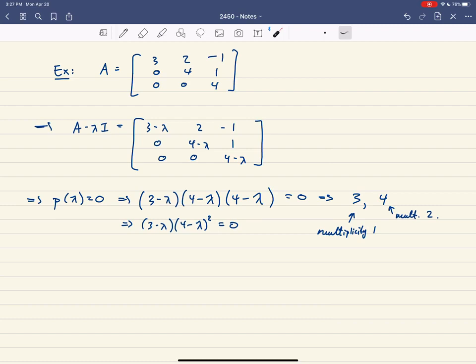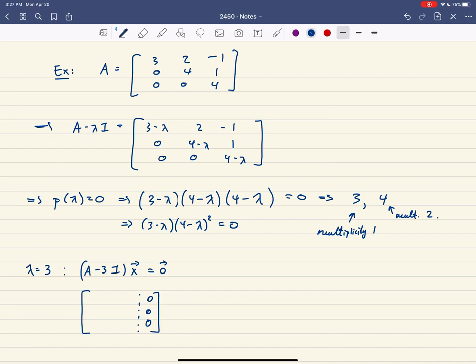Now let's look at the eigenspaces for each of these eigenvalues. Let's start with lambda equal to 3. This is a multiplicity 1 eigenvalue, which means the eigenspace will have dimension at most 1. Let's look at A minus 3I and solve this for x. In other words, this is the null space of the matrix A minus 3I. I like to think of these as solving augmented matrices, where you have the matrix A minus 3I augmented with the 0 vector.